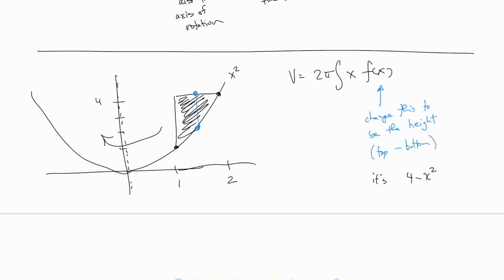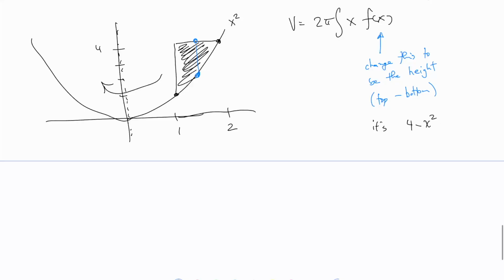All right. So you have to know how to change the rules a little bit. This is the basic formula, but this f of x just means the height of something, and you might have to figure out what that is. This time my integration will be from 1 to 2, the inner to the outer. And then x, just because x is already part of the formula, and then f of x. Instead of f of x, I use 4 minus x squared, like that.